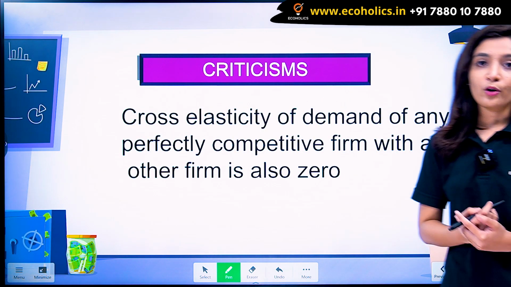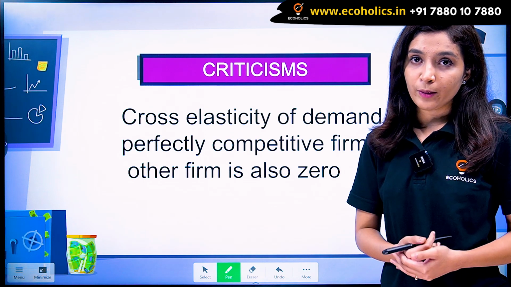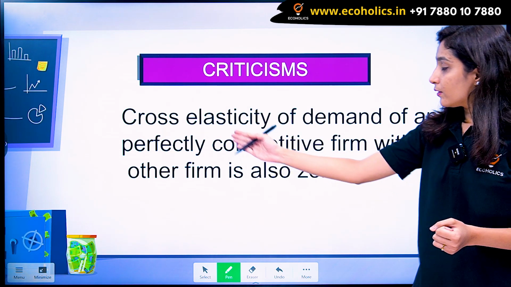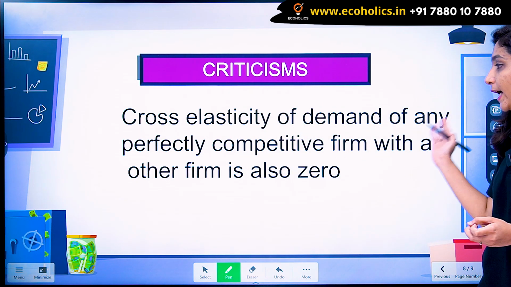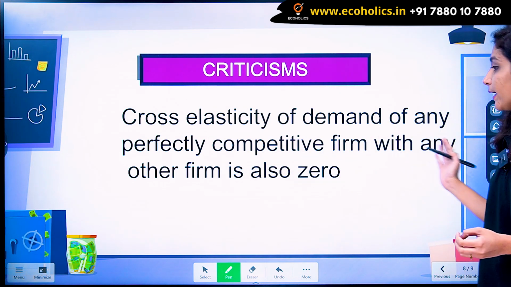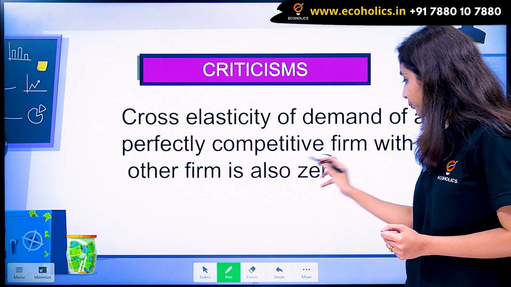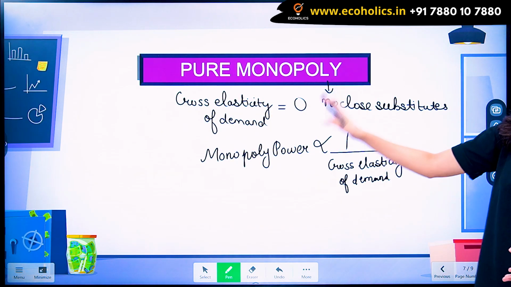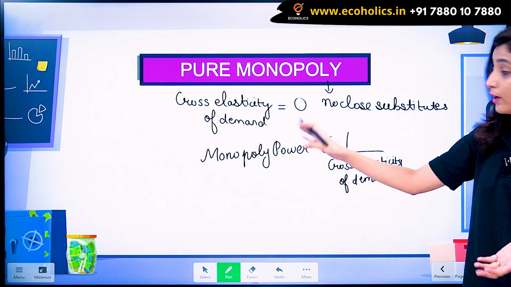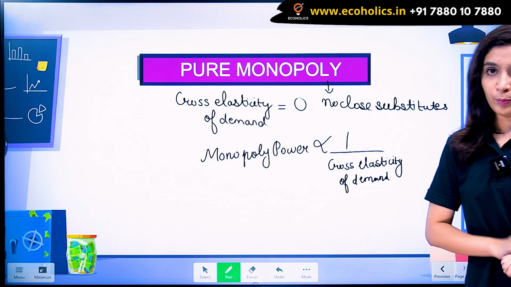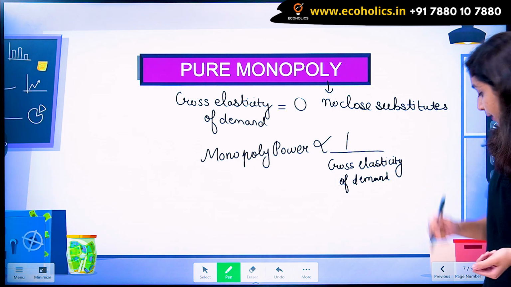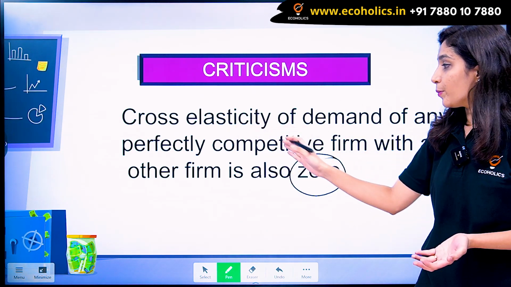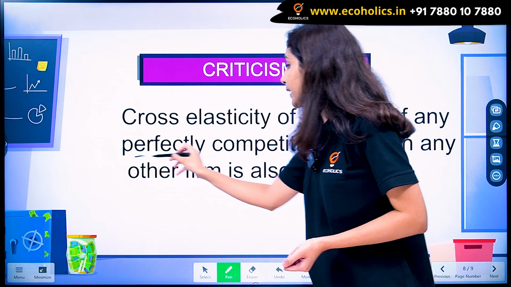So coming on to criticism of cross elasticity of demand as a measure of monopoly power, which was given by Triffin. Firstly, the first condition states that the cross elasticity of demand of any perfectly competitive firm with any other firm is also 0. But what we have seen in our previous slide is that in case of pure monopoly, the cross elasticity of demand is 0, and therefore we have absolute monopoly power. But what we can see is the cross elasticity of demand in case of a perfectly competitive firm can also be 0.